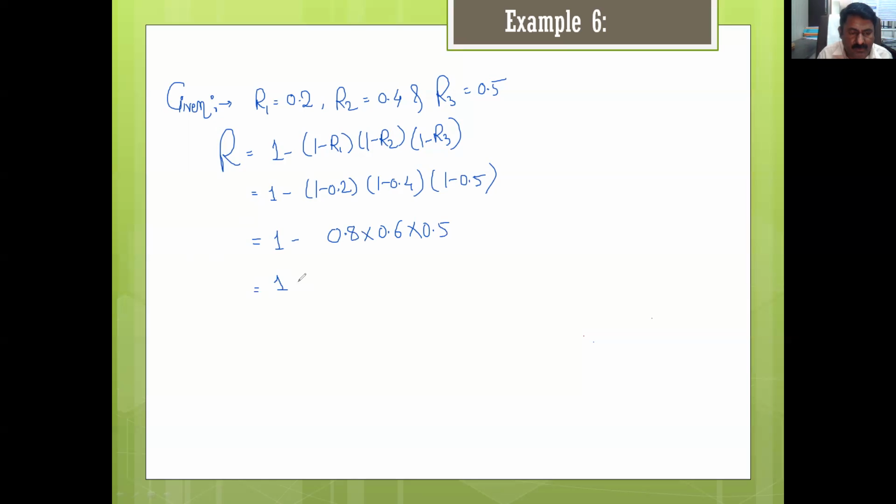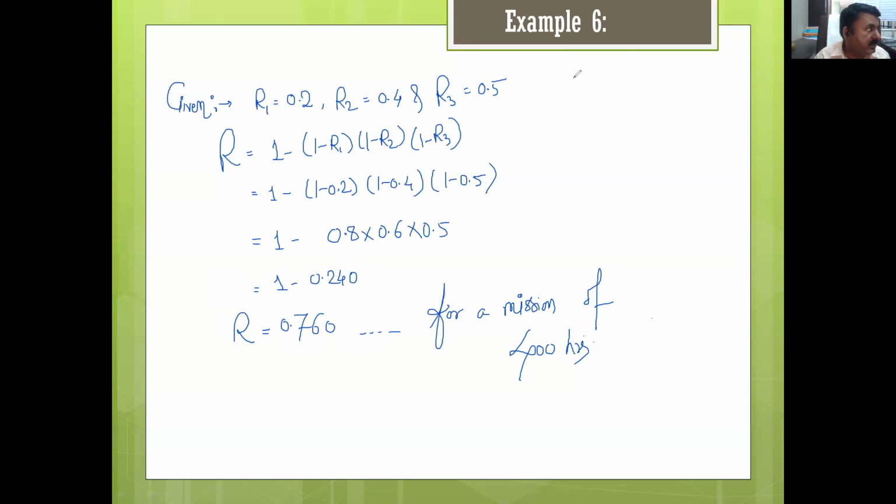So I will say 1 minus 0.240. So you will get reliability of system is equal to 0.760. You can mention here, for a mission of 400 hours. This is very important, friends. So this is now the reliability of the system at the basic conditions.